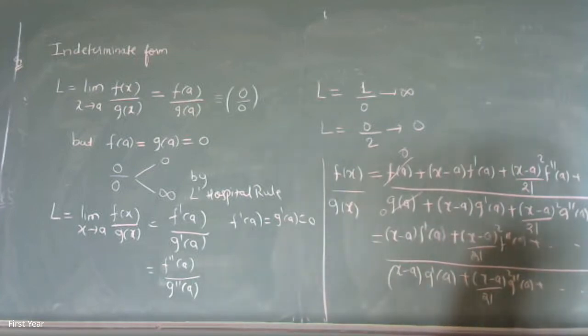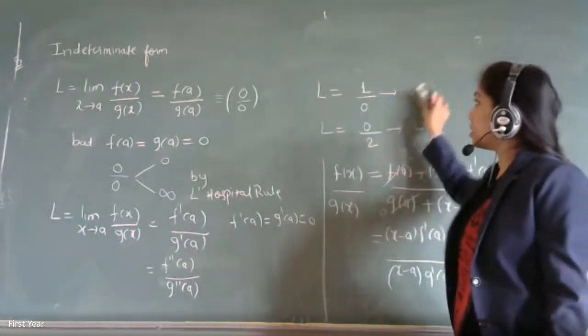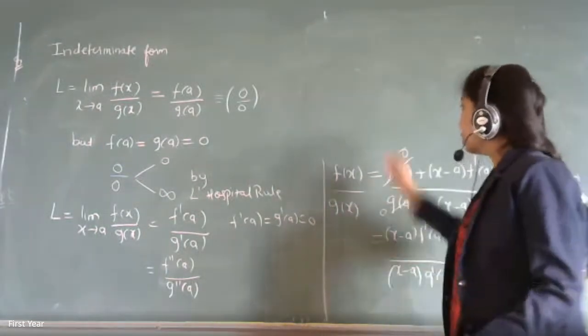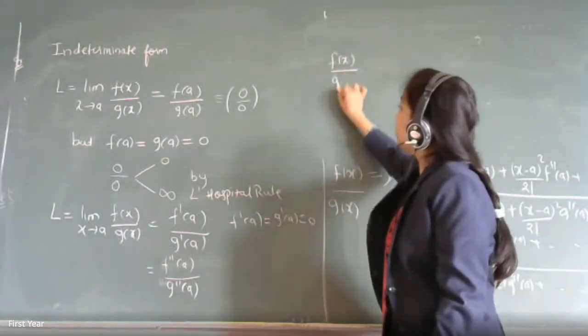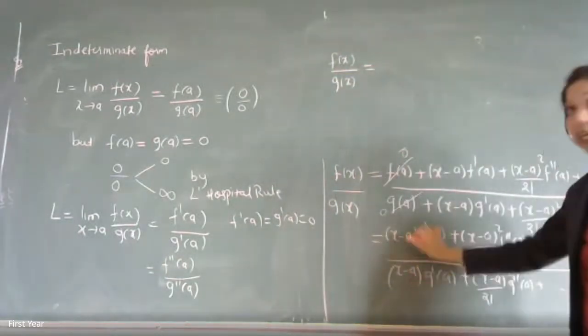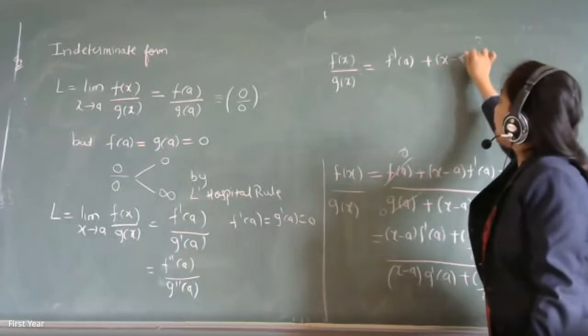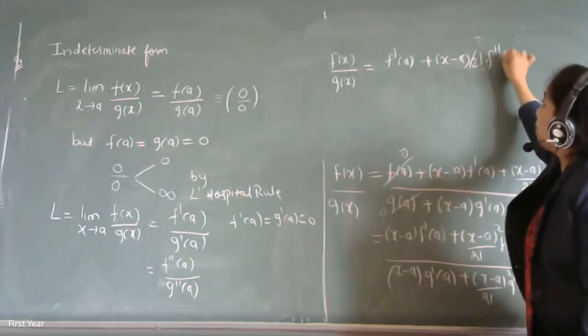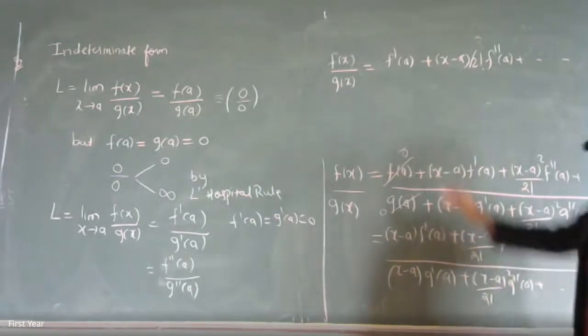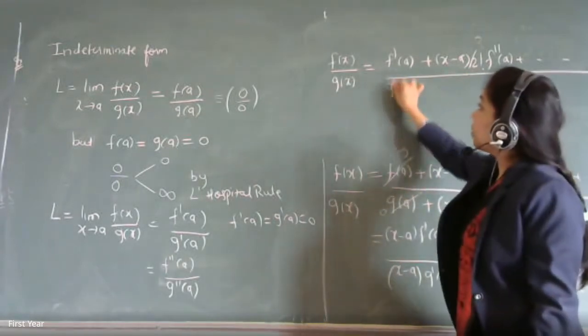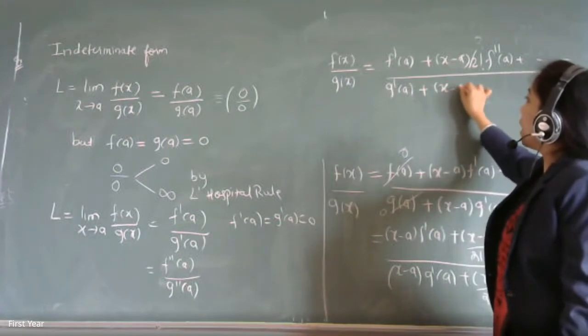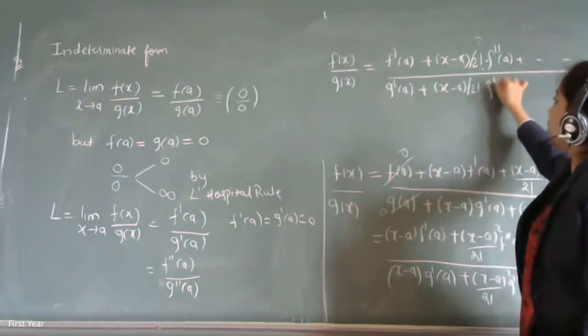Clear? Now you tell me, all the terms which are present have x minus a common. Correct? So I can cancel it out. So what will happen? Your f of x upon g of x will become, now that x minus a gets cancelled, f dash of a plus x minus a divided by 2 factorial f double dash of a and so on. The numerator is this, and the denominator is also g dash of a plus x minus a by 2 factorial g double dash of a and so on.